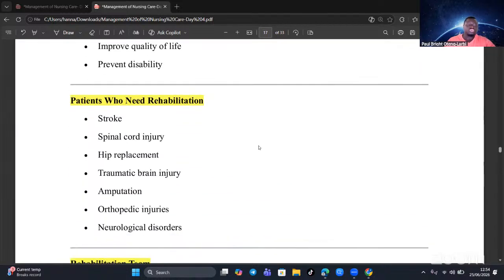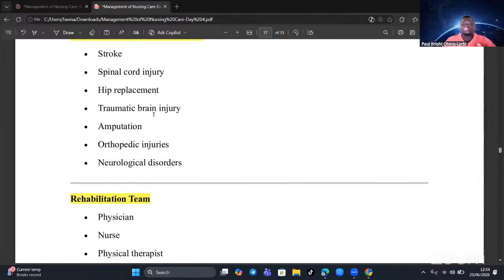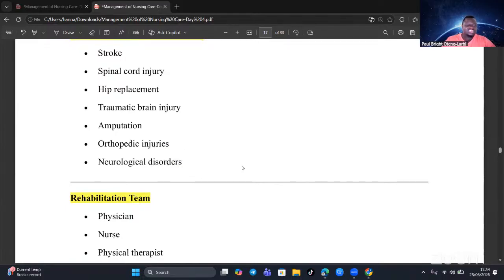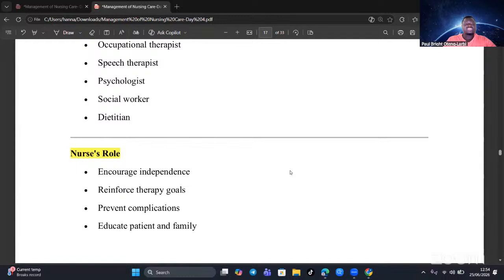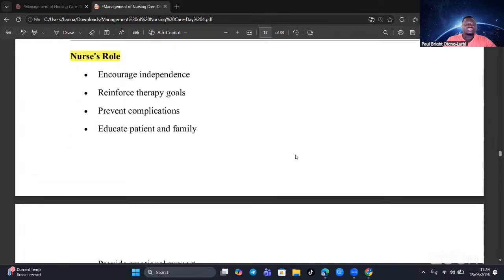Somebody has got stroke. Somebody has got this. We take them to rehab and all this. So stroke, spinal cord injuries, hip replacement, traumatic brain injury, amputation, orthopedic injuries, neurological disorders. So when you go to rehab, you see all these guys, physiotherapists, nurse. So when you pass your NCLEX, some of the agencies will take you to rehab units. Okay, so that is what, it's not a hospital unit.